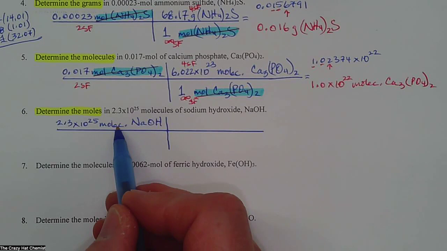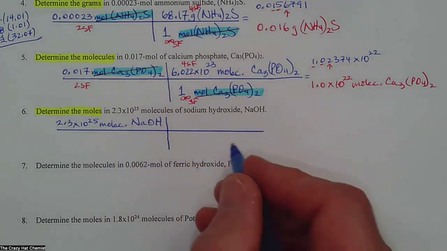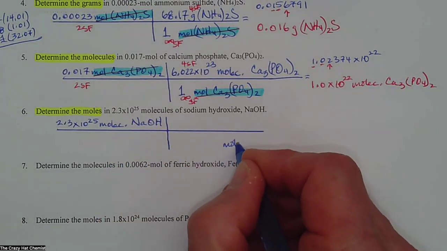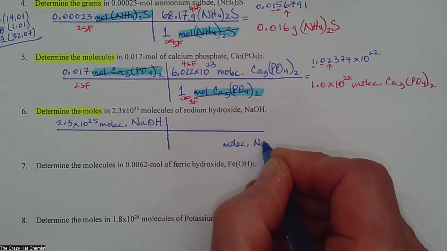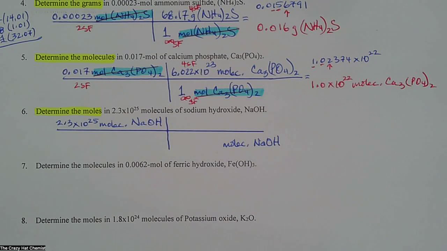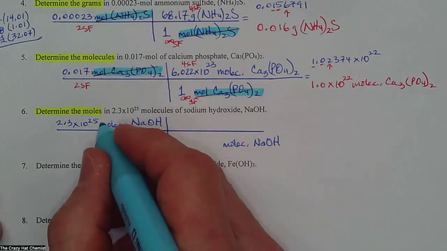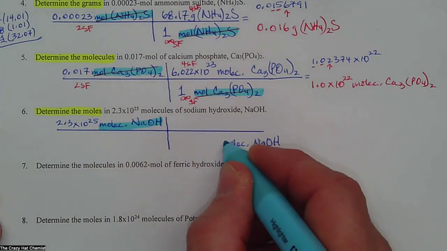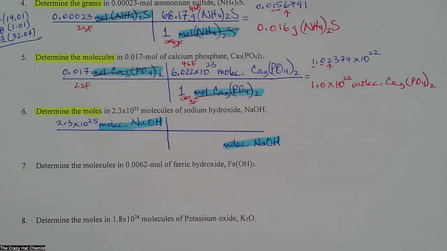It says molecules of NaOH here in the numerator. That means that molecules of NaOH need to be in the denominator of the next term. That's what we've been following this whole process. That's why it's called stoichiometry for chemistry, or unit analysis, or dimensional analysis, if you will.